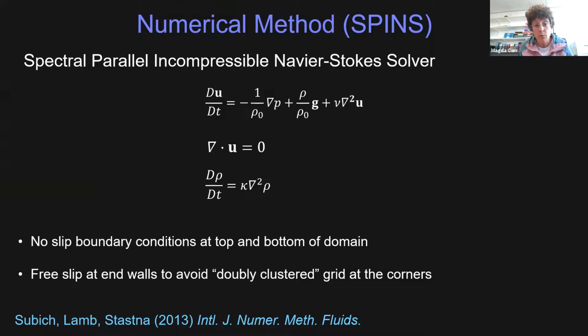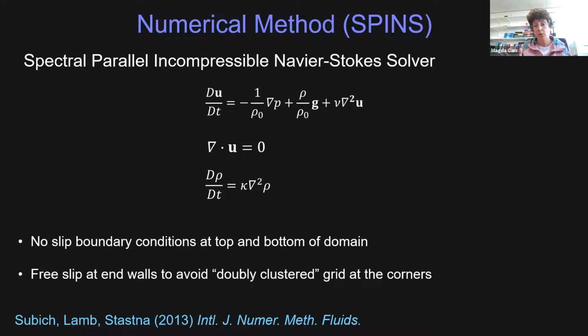The numerical method we've been using is something called SPINS. It's been developed by Kevin Lamb and Mark Stastna over a number of years. SPINS solves the Navier-Stokes equation. The first equation you see there is Navier-Stokes, and it just represents conservation of momentum. We also have the incompressibility condition and an equation for the density field.